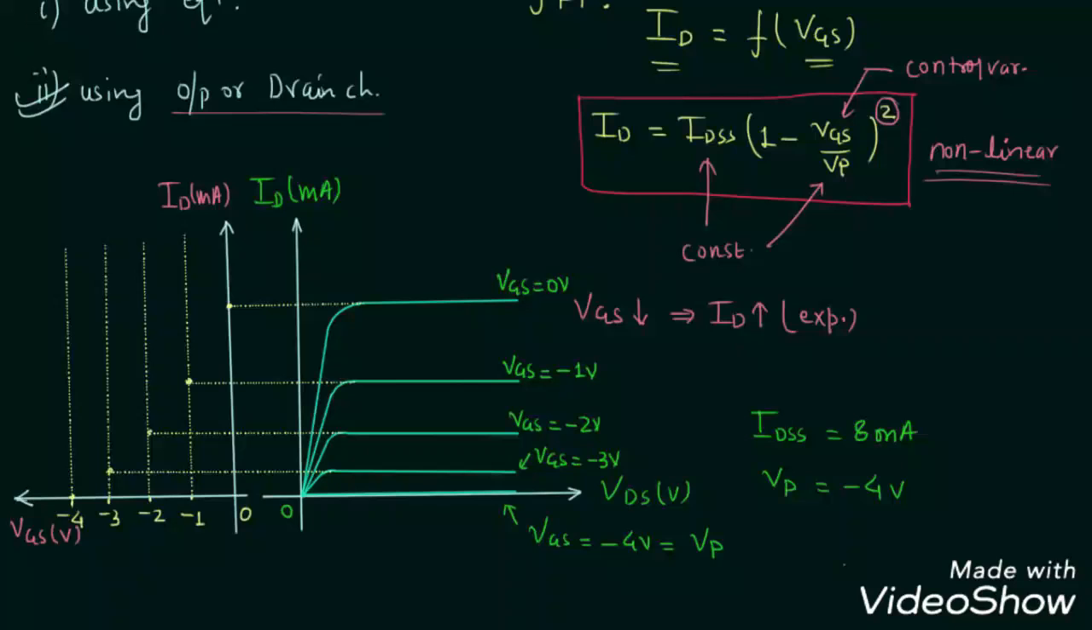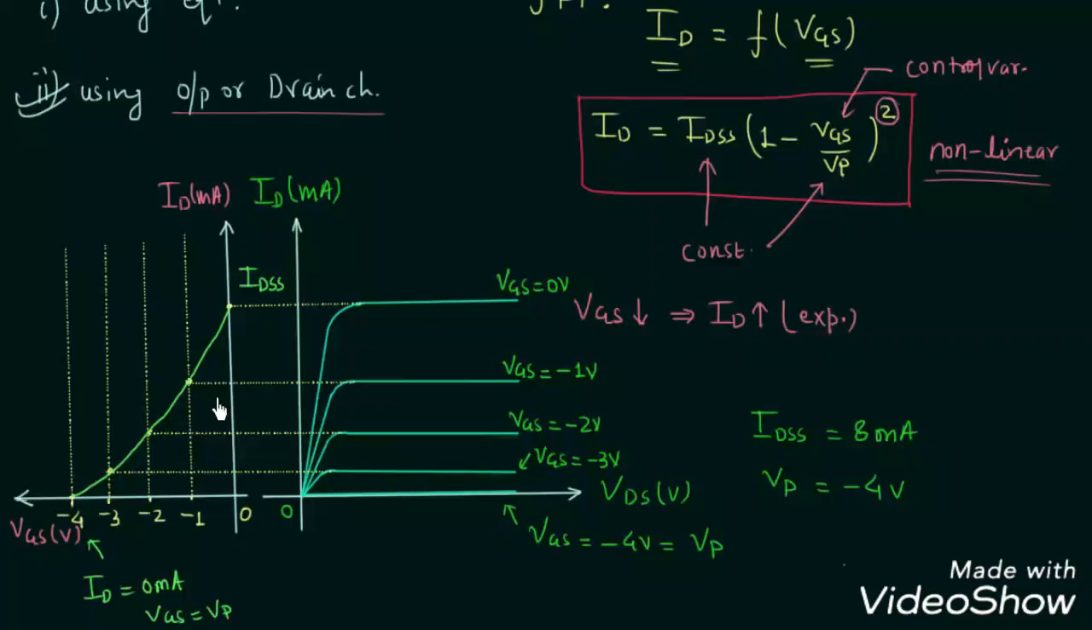Now we will join these points like this, and this curve here is the transfer characteristics of junction field effect transistor. So this is how you have to obtain the transfer characteristics. And this current here is the maximum drain current IDSS, and at this point the drain current ID is equal to 0 milliamps and VGS is equal to the pinch off voltage VP.